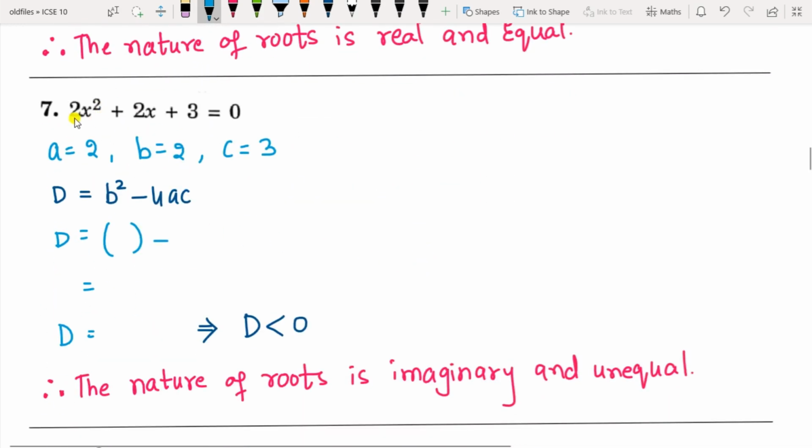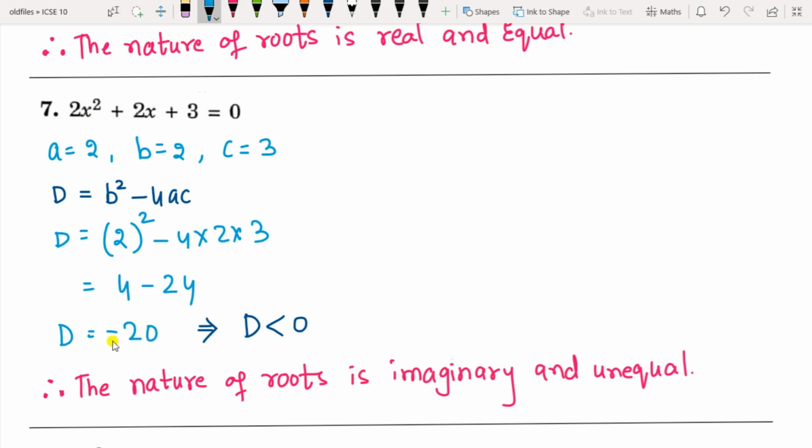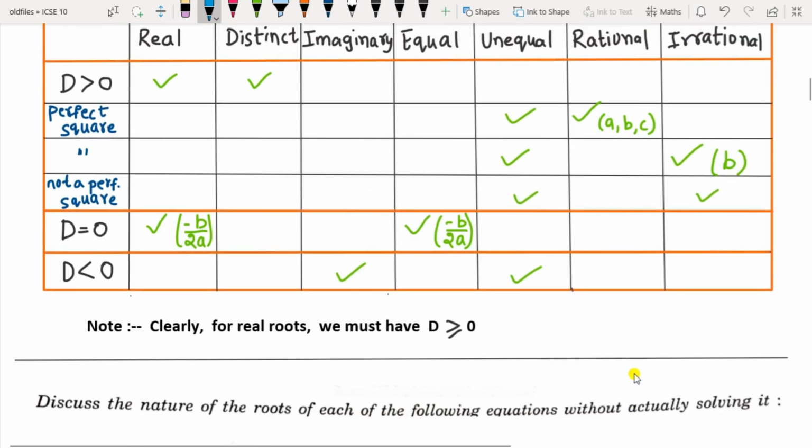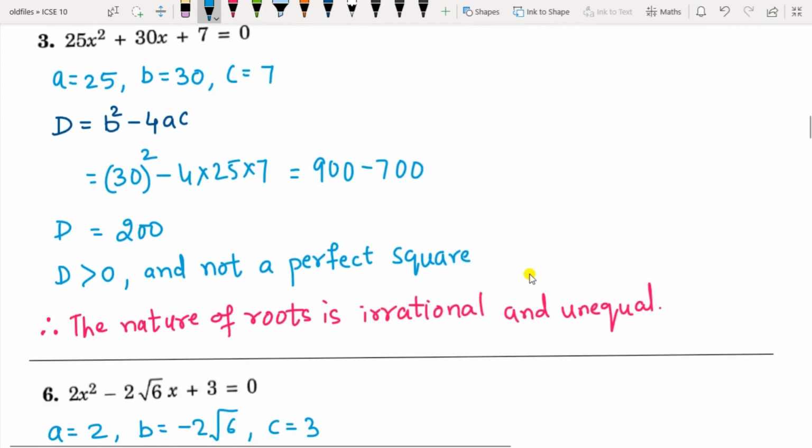Now in this one, 2x square plus 2x plus 3 equals 0. So b is 2 here, 2 squared minus 4 into 2 into 3. So this is 4 minus 4 2s are 8, 8 3s is 24. So your answer will be minus 20. D is minus 20, a negative number, so it is less than 0. Therefore the nature of the roots will be imaginary and unequal. You can see in the chart, when D is less than 0, the nature of the roots is imaginary and unequal. So to write these statements, you must remember the nature of the roots.